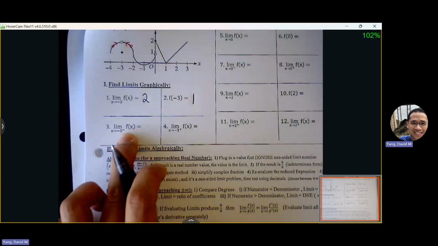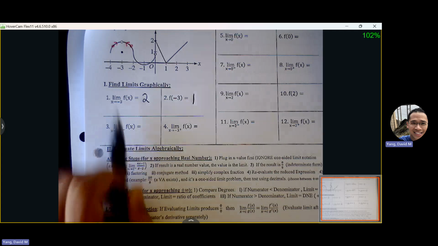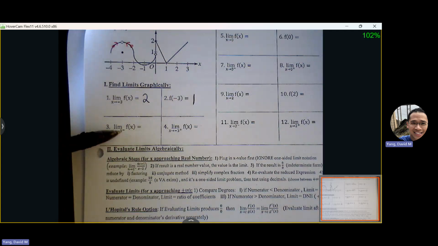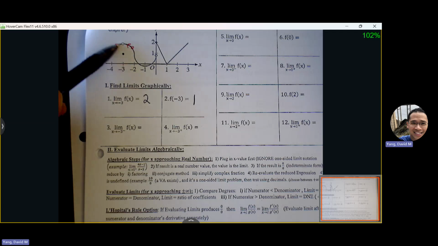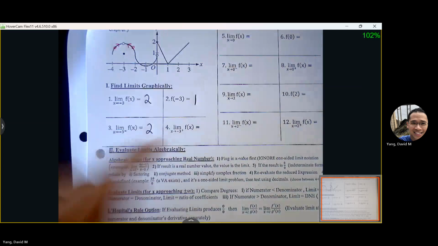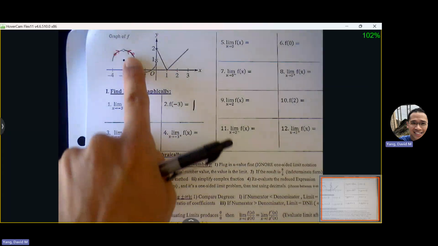Number 3, limit as x approaches -3 from the left side of -3. That means we're only following the path of the arrow to the left of -3. We start at a point to the left of -3 and head towards -3, just following the path this arrow is telling us. It's only a one-sided limit. This is headed towards 2. And if we pick the other arrow on the other side of -3, it's also headed towards 2.